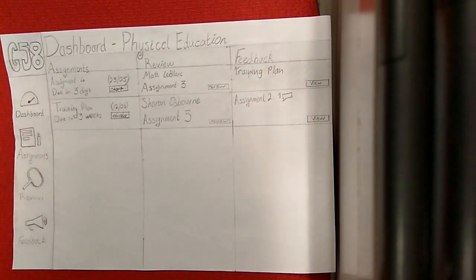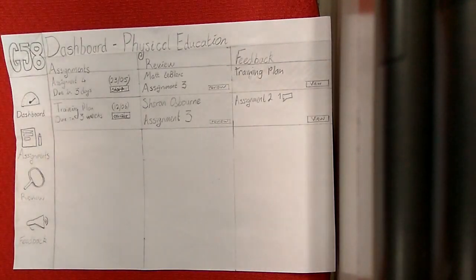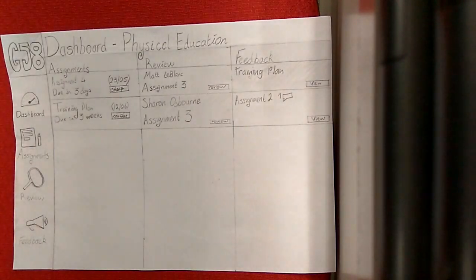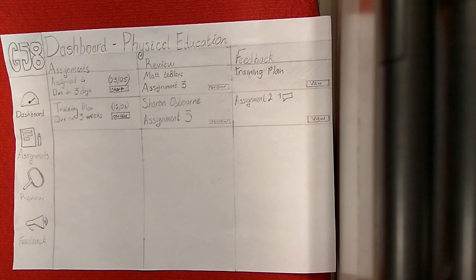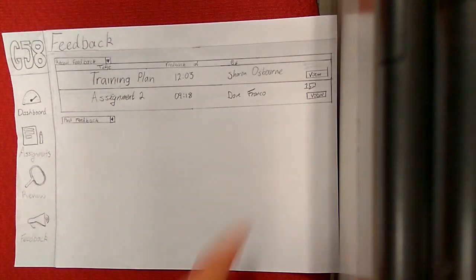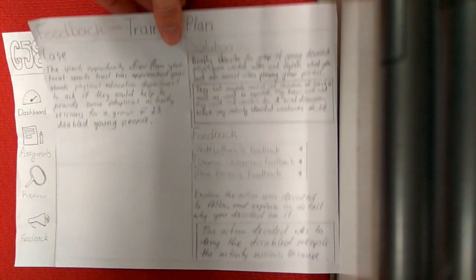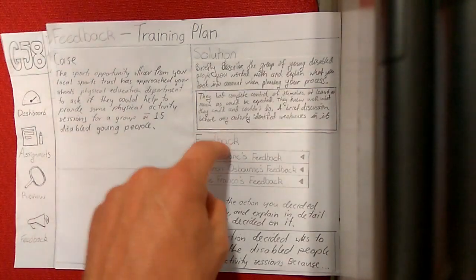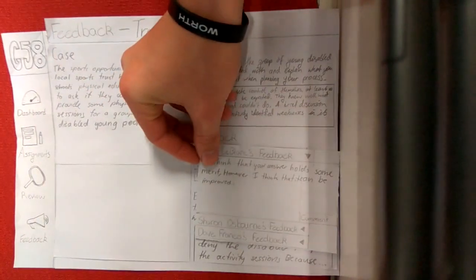Scenario 4. Bruce logs onto the system and is presented with the dashboard. He decides to view feedback given to his assignments, and so he selects the feedback panel. He sees that training plan has been given feedback, and he opens up the training plan assignment. Bruce opens up Matt's feedback.